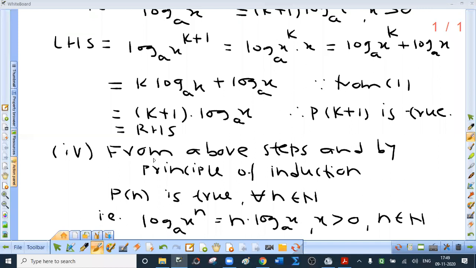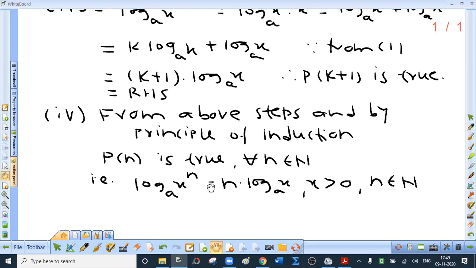Now fourth step, from the above 3 steps and by the principle of, actually we have to add one more word, by the principle of mathematical induction, P(n) is true for all n belonging to capital N. That is, we have denoted this by P(n), but the original result is log of x raised to n to the base a is n log x to the base a, x greater than 0, n is a natural number.